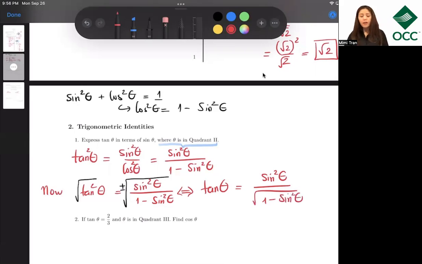For the sign, do I pick positive or negative? Well, that's when we use that piece of information I underlined in blue. We know that theta is in quadrant 2. Quadrant 2 has negative x but positive y. The tangent is y over x, so it's going to be negative. So we must pick negative.